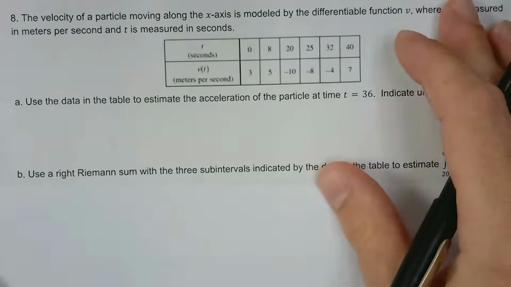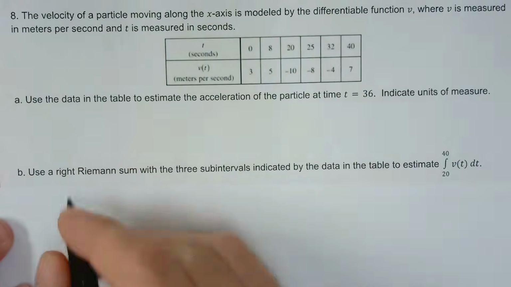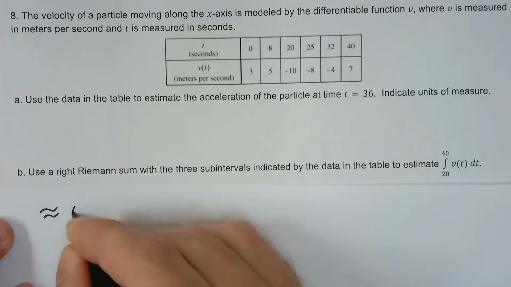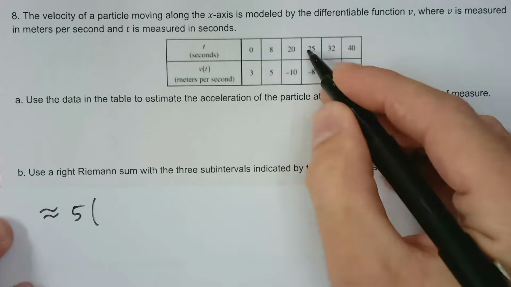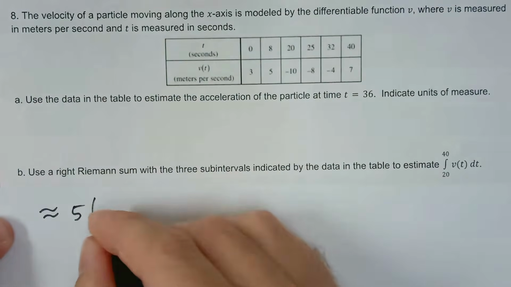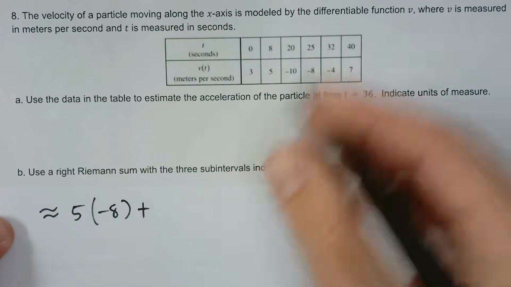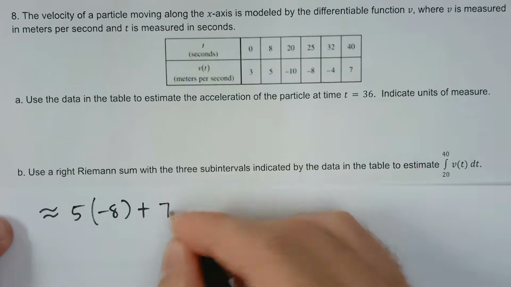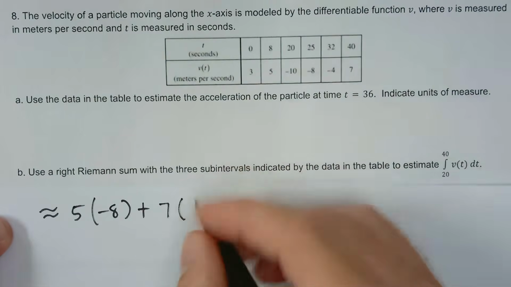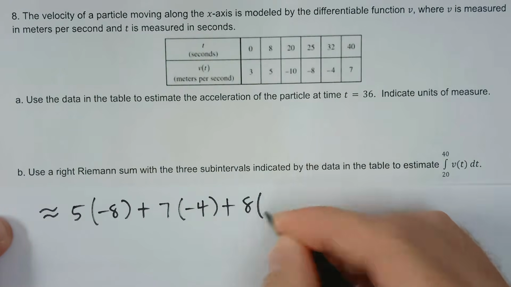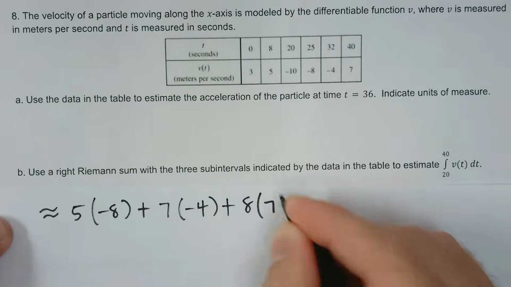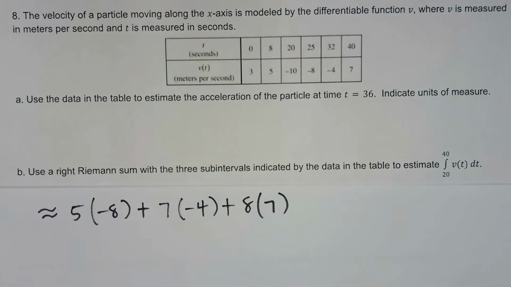So we're going to use a right Riemann sum. So, 20 to 25 is a width of 5. And the height we're going to get from the right edge of that subinterval. So that'll be at t equals 25. Height, -8. Then plus 25 to 32 is a width of 7. Right edge is -4. Plus 32 to 40, the right edge of that, I'm going to be multiplying by 7. And, all right, again, you can simplify that if you want. I think that's -14, but I'm going to leave it unsimplified.